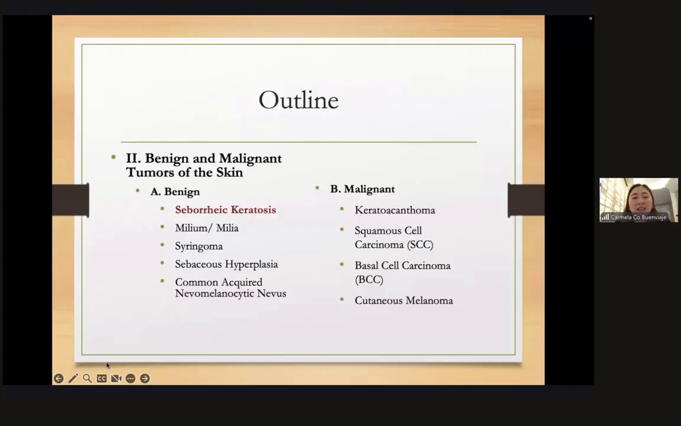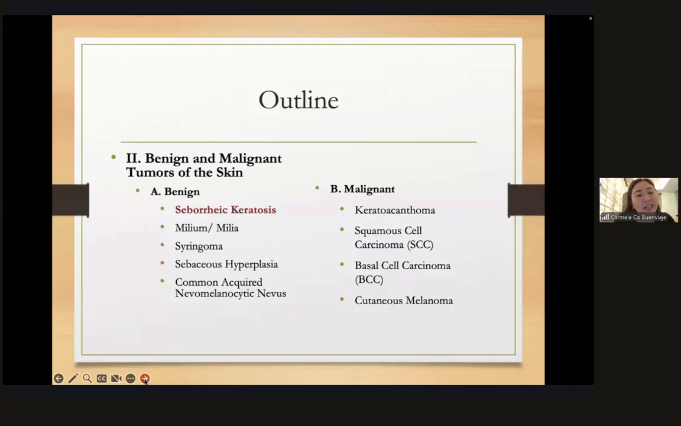Okay, so that's all for epidermal necrolysis and the cutaneous drug reactions. So now let's go to the second part of our topic, which are the benign and malignant tumors of the skin. So let's start with the benign tumors.